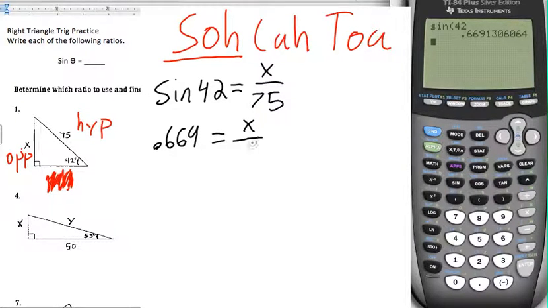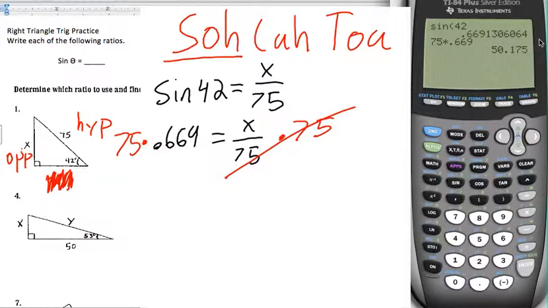And then we have x over 75. And then what we're going to do here to solve for x is multiply each side by 75. So we're going to do times 75. That'll get rid of that. And we'll do times 75 on this side. So let's see here. How can we get an answer? Well, one thing we can do is take our calculator and take 0.75 and multiply it by 0.669.